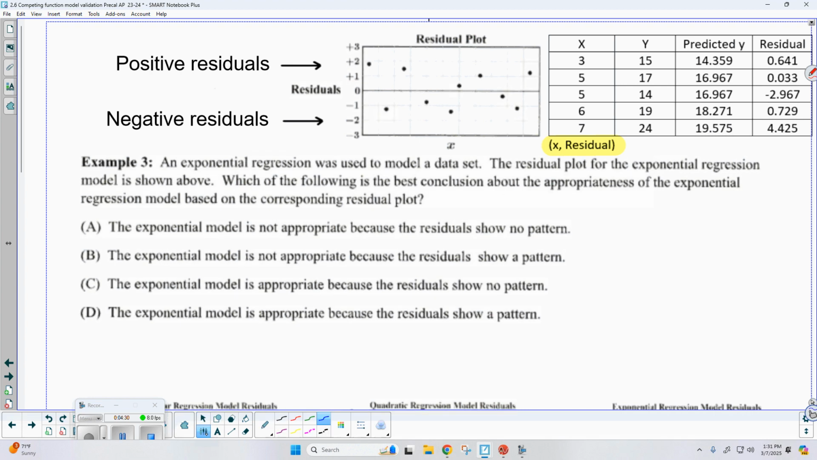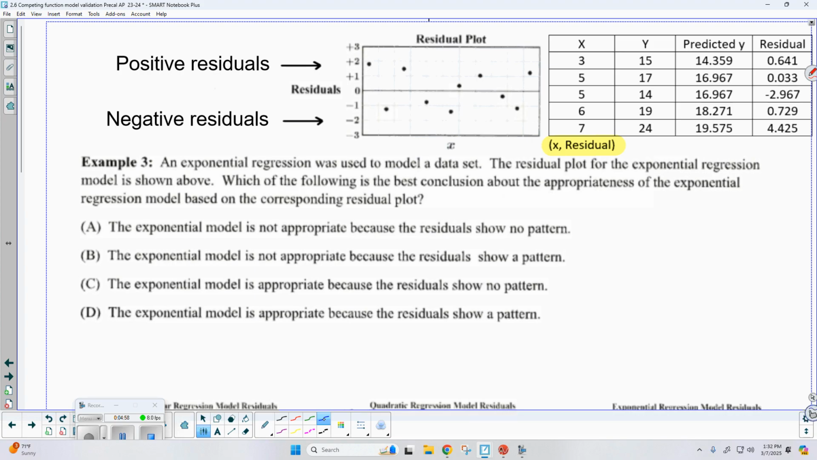Now, this is a residual plot. I'll go ahead and say that the table to the right is not what created that residual plot. I just wanted you to see an idea. We've got X and Y values, you've got your predicted Ys and then your residuals. This is how you would plot these points in a residual plot: the X value coupled with its residual value. But that table is not what gives this particular plot.